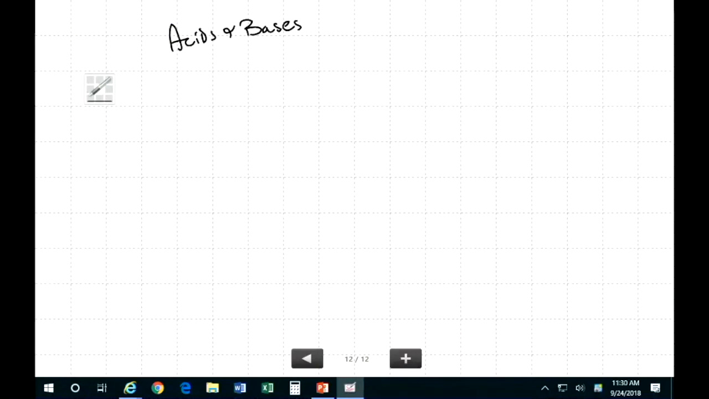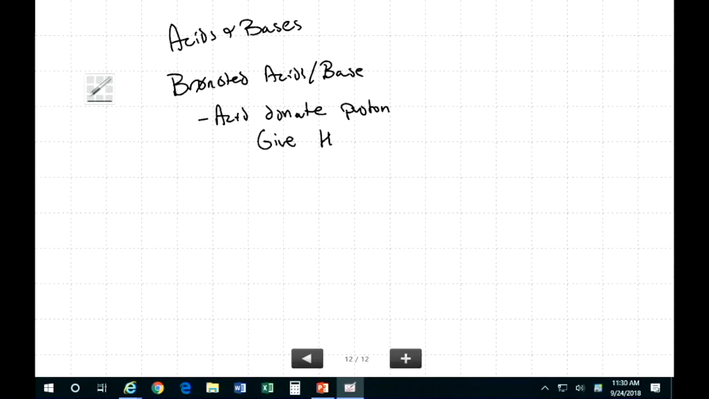So we have Bronsted acids. And Bronsted acids are your traditional Gen Chem acids and bases. Acids donate protons, so give H plus, and bases accept protons, take H plus.